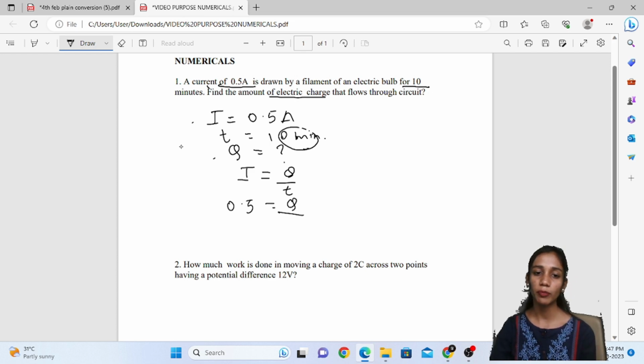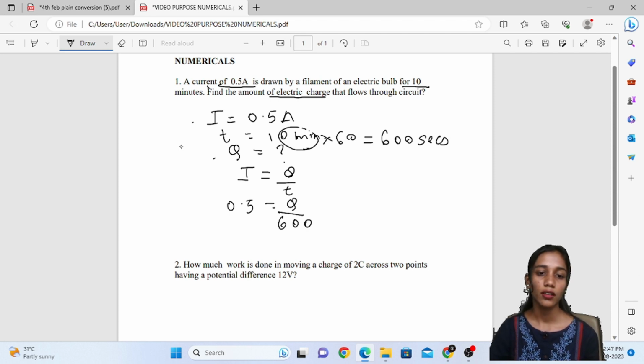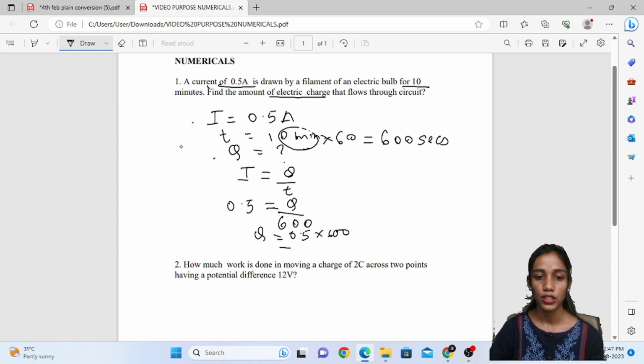How do we convert minutes to seconds? 1 minute equals 60 seconds. So 10 minutes multiplied by 60 will give you 600 seconds. So here I'll be writing 600. Now I need to find out the charge. Q will be 0.5 into 600, because the quantities will get cross multiplied, which comes to 300.